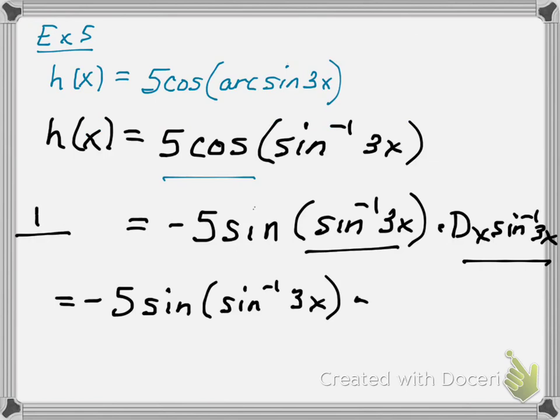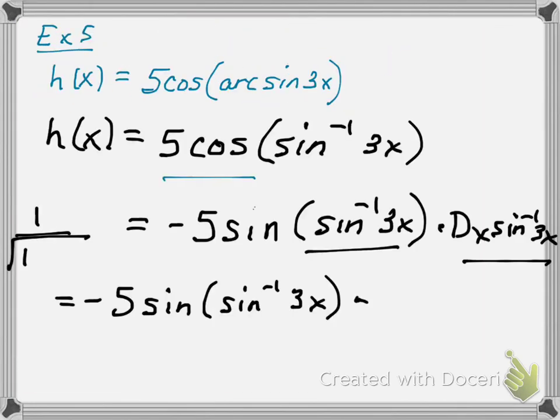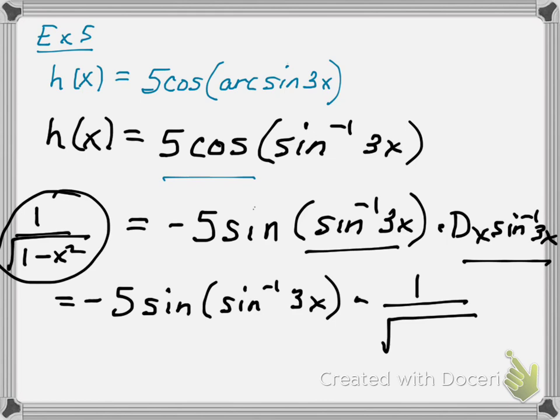One over the square root of 1, was it a minus or a plus? It was a minus. So that right there is the derivative of an inverse sine. So I have to take the derivative of this using this formula, but instead of an x, I have a 3x. So I'm going to have 1 over the square root of 1 minus 3x, quantity squared, times the derivative of this, which is 3.